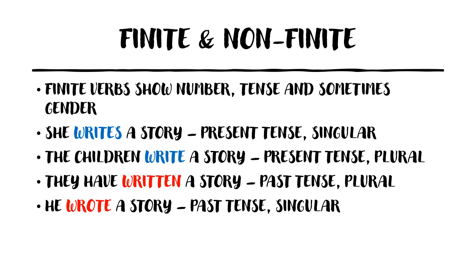They have written a story. This is past tense and plural. The word written refers back to they. He wrote a story. Again, this is also past tense, but now we have the singular version of the verb. These are all finite verbs that show number and tense.